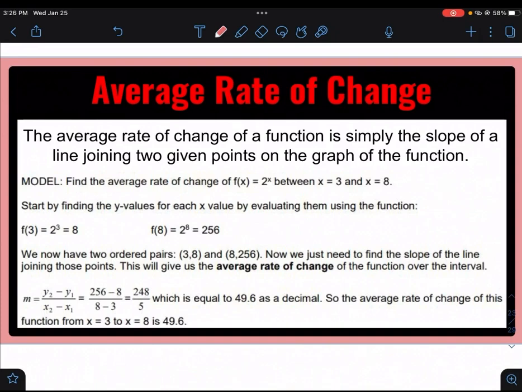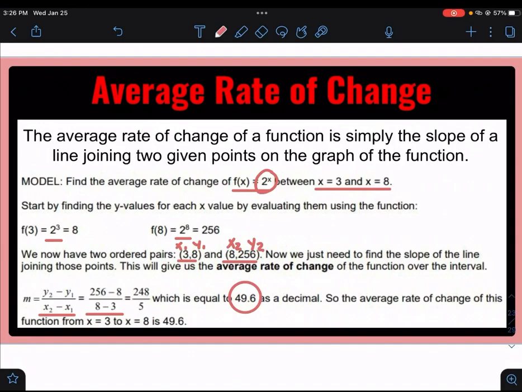Here is a model question. It says, find the average rate of change of f of x equals 2 raised to the x power between x equals 3 and x equals 4. All you're going to do is take this function that you are given, 2 raised to the x power, and plug in 3 as an exponent and plug in 8 as an exponent and find what those are equal to. So now you have the ordered pairs that when you plugged in 3, you got 8. When you plugged in 8, you got 256. Now we could use these and label them x1, y1, x2, y2. And we could use the slope formula, plug in what we know, and we get 49.6 as a decimal. When you're talking about slope, you usually leave it as a fraction, but average rate of change, most of the time we leave it as a decimal.